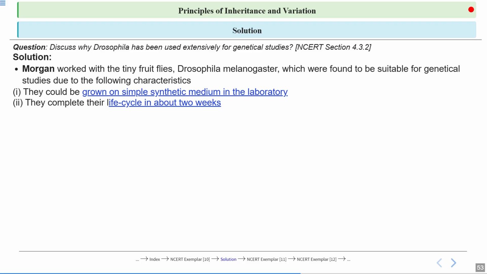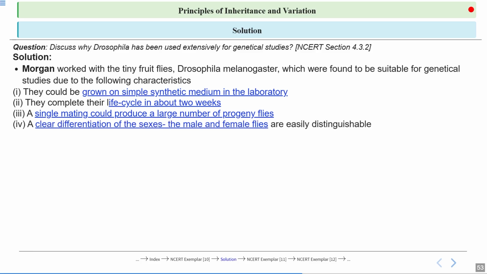It produces progeny in just 2 weeks, so we can study the inheritance of traits from parents to the offspring in just 2 weeks. A single mating could produce a large number of progeny flies. Clear? Here, a single mating produces a large number of offspring, so you can study a lot of variations in this large number of progeny.